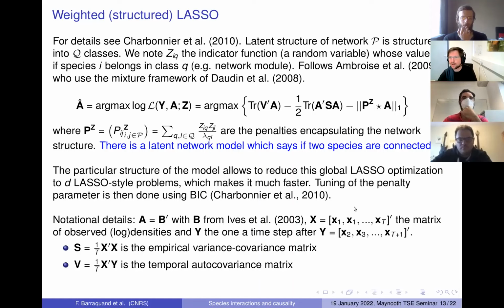Basically, after we selected the structure of the network with the LASSO, optimizing the tuning of the penalties is done with BIC, which is a classical choice to find back the right model when you want consistent estimation, when you want that if you have an infinite sample size, you always find the right model. That's what BIC does.